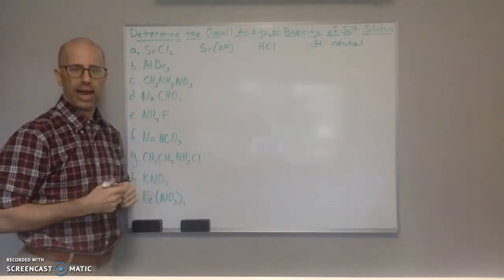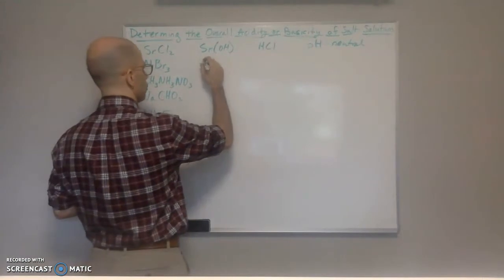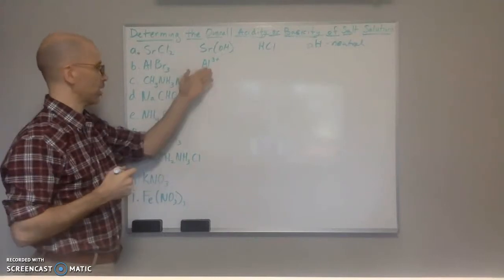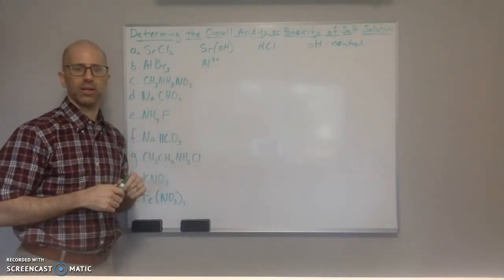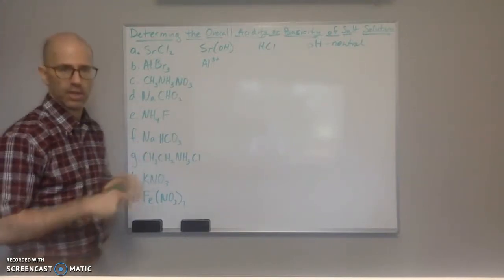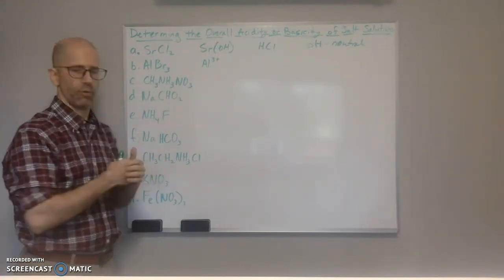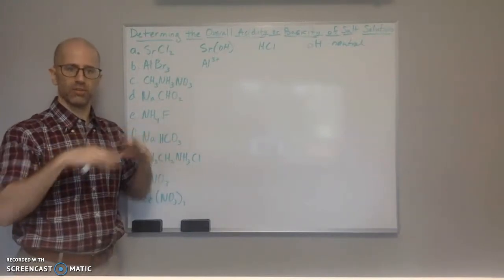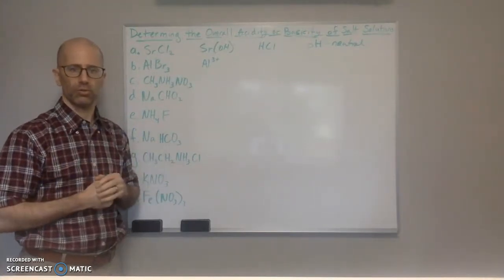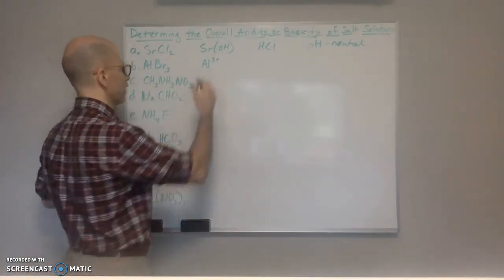What about B? So we have aluminum 3+. That is a highly charged and small metal ion. So aluminum 3+, highly charged, small metal ion. We've learned that this would be acidic in solution. It's going to be surrounded by water. It's going to be bonded to water, and that's going to cause some of the water molecules to release hydrogen. So we would expect this to be acidic.